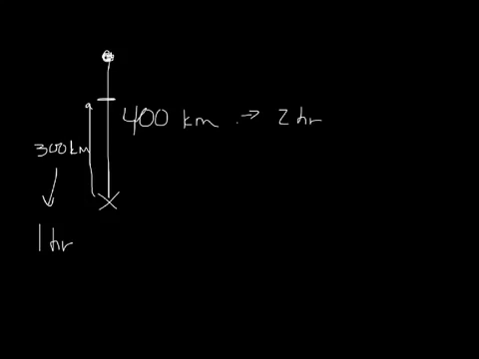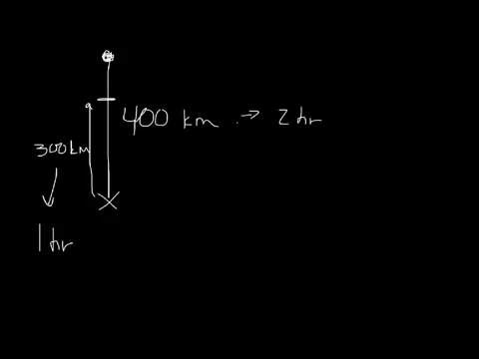Her speed on the way down, she goes 400 kilometers in 2 hours, so she goes 200 kilometers every hour on the way down. Okay? But then on the way up, she's going a distance of 300 kilometers, so it's got to be covering more turf in a smaller amount of time. So let's look at the speed and velocities.